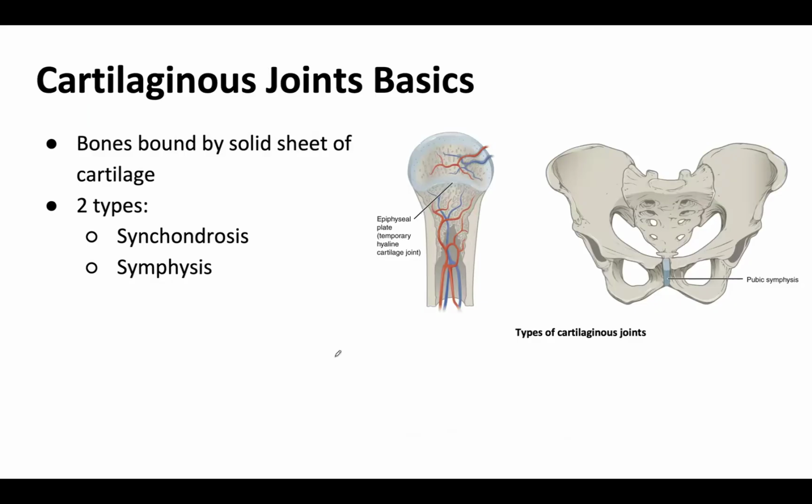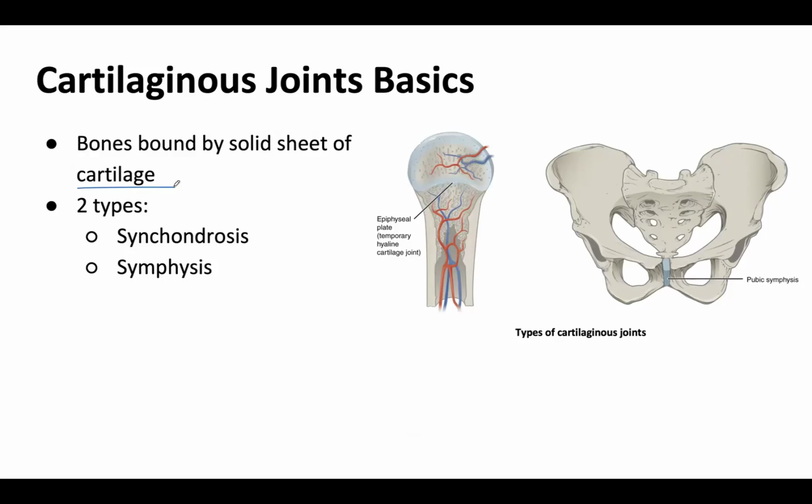Like fibrous joints, cartilaginous joints join bones by a solid sheet of connective tissue. Now, where they differ is the type of connective tissue, and as the name of this category would suggest, these solid sheets are composed of cartilage, rather than the dense, irregular connective tissue you have in fibrous joints.